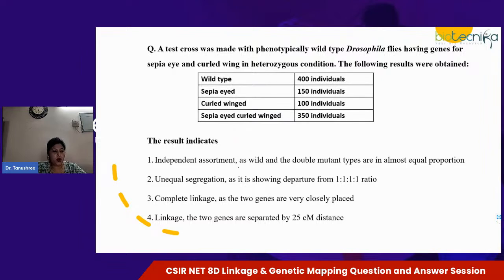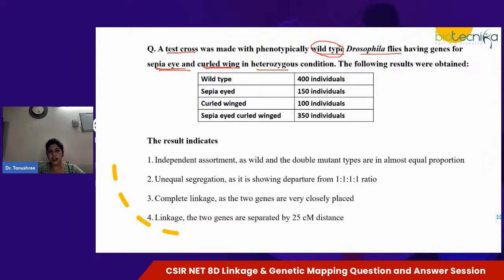Independent assortment, as wild type and double mutants are almost in equal proportion. First of all, you can see it is mentioned that a test cross was made with phenotypically wild type Drosophila flies having the genes in heterozygous condition. If the genes are in heterozygous condition, we get the phenotypic trait of the dominant alleles only, right? So here we are getting wild type. This definitely indicates that sepia and curled wings are the recessive traits.